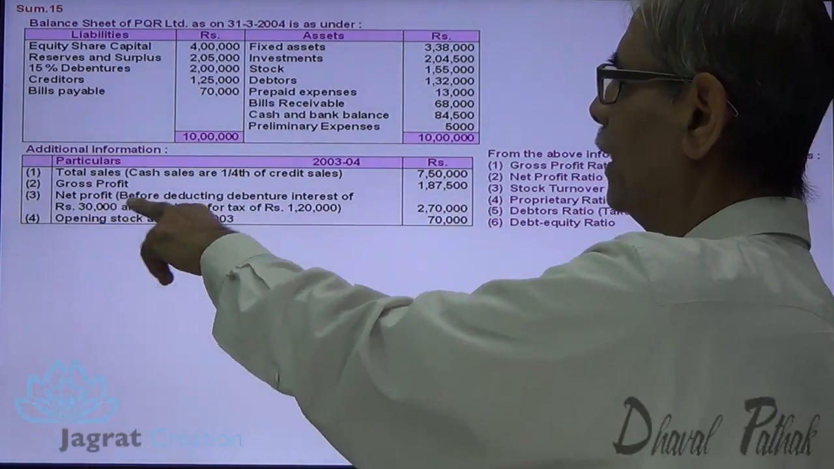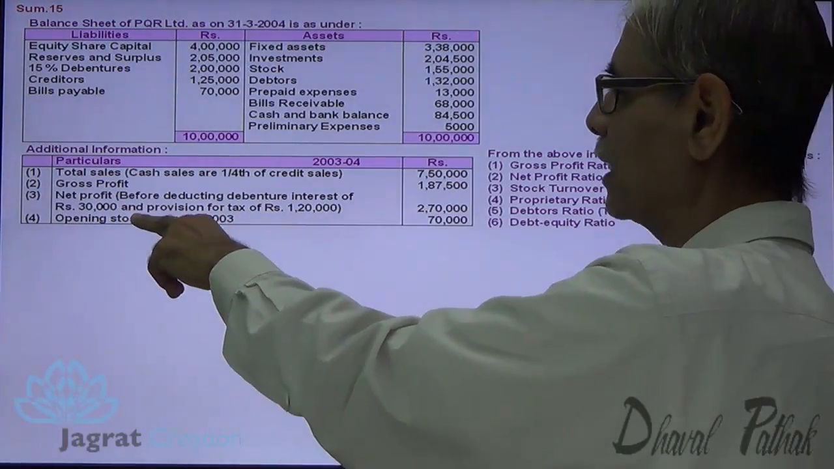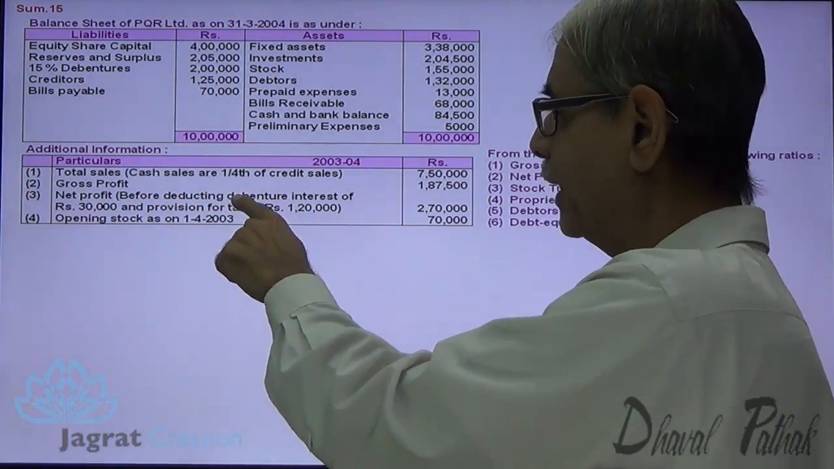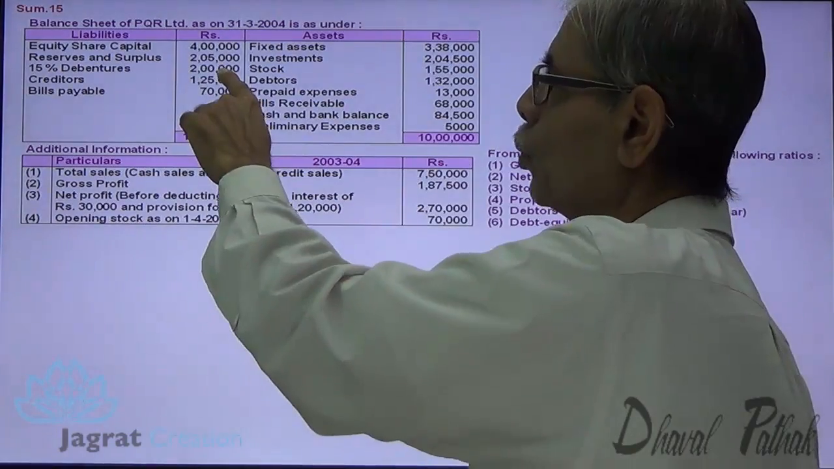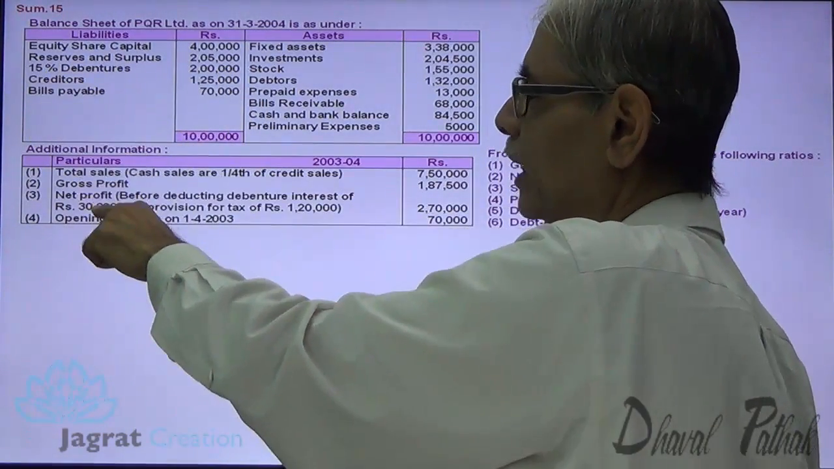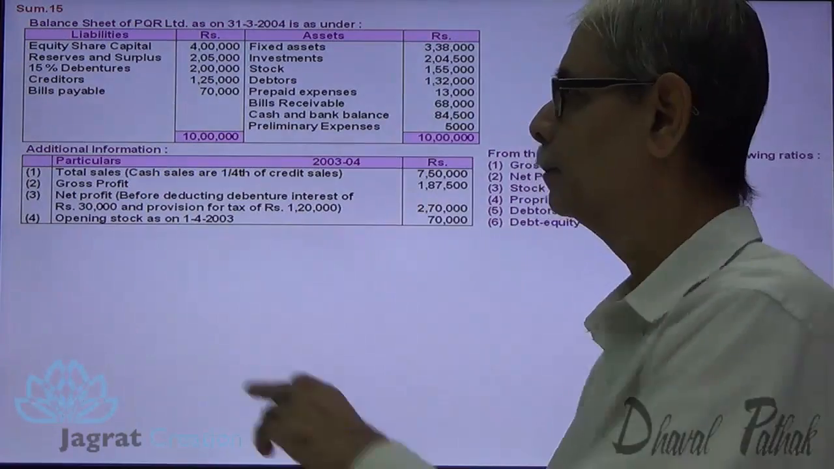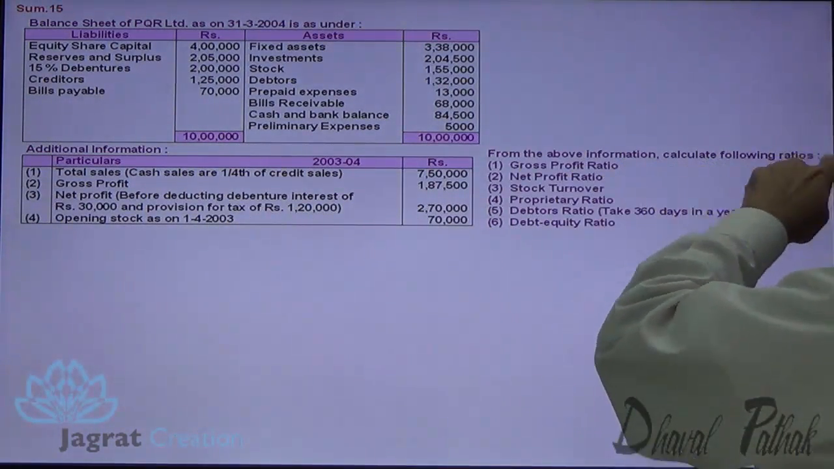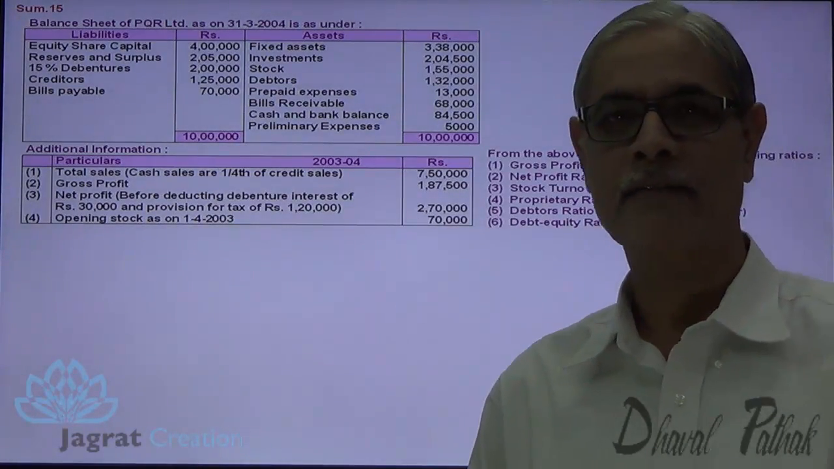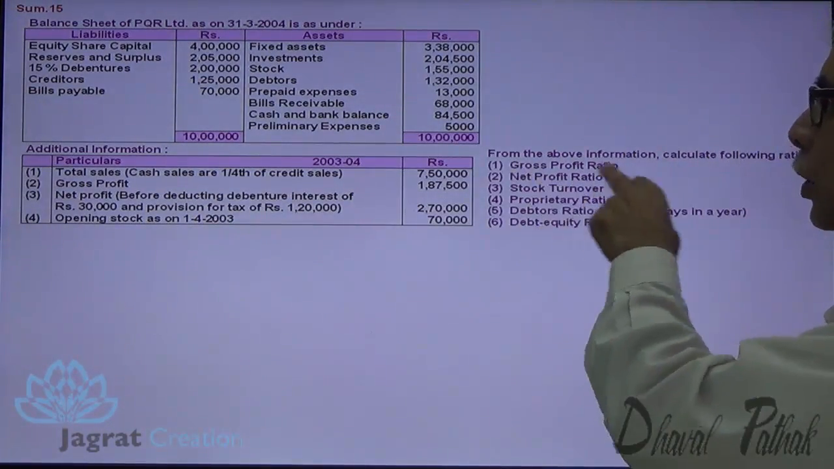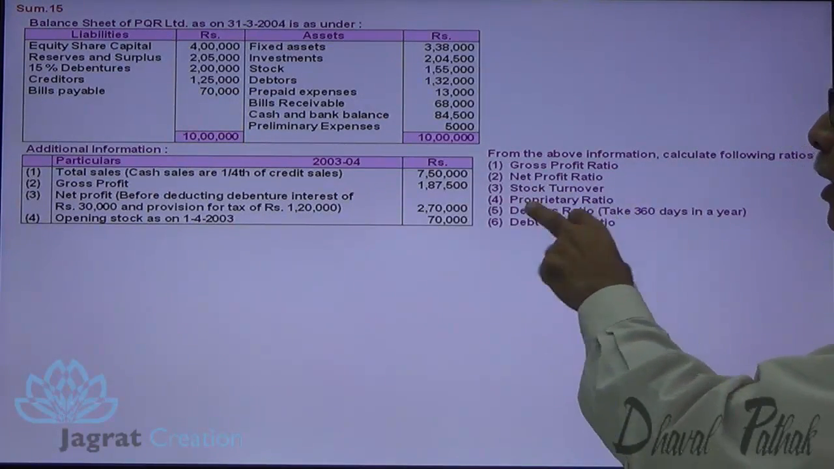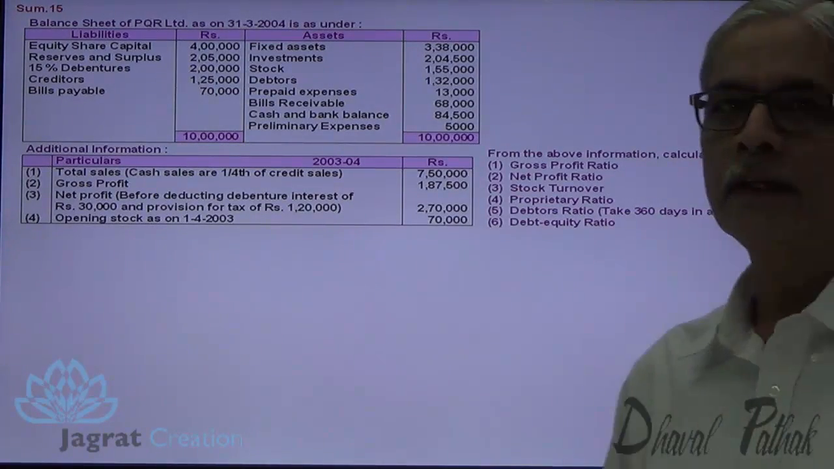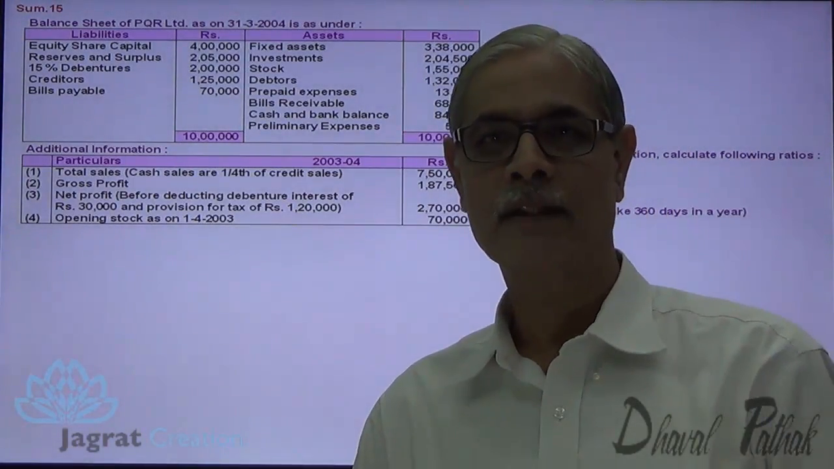Gross profit is 1,87,500. Net profit before deducting debenture interest and provision for tax is 2,70,000. Debenture interest: 2 lakhs into 15% works out to be 30,000. Provision for tax is 1,20,000. Notice it. Opening stock on 1/4/2003 is 70,000. From the above information, calculate the following ratios. Which are the ratios we are required to work out? Gross profit ratio, net profit ratio, stock turnover, proprietary ratio, debtors ratio, taking 360 days in the year, and debt equity ratio. Now let us start one by one.